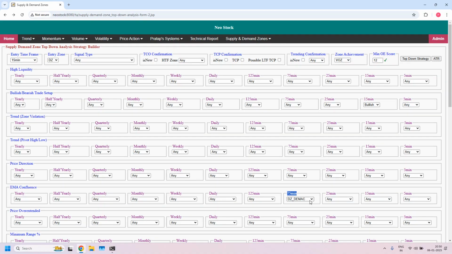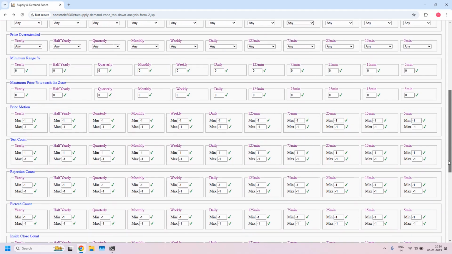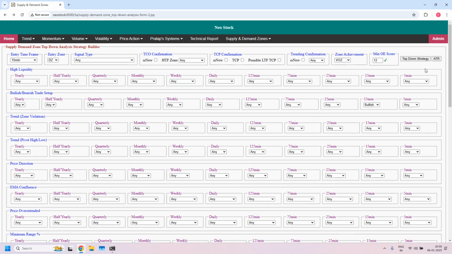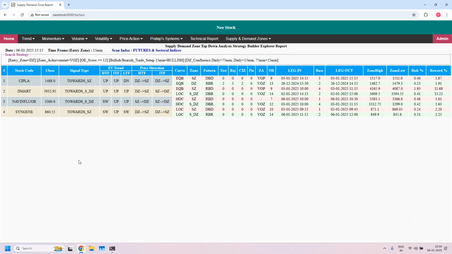Okay, next let us look for LTF, ITF, HTF zone confluence. I removed the EMA filter. In the demand zone confluence, 3 filters we have to set. First filter is already enabled. Second filter is a 15 minutes demand zone with daily demand zone confluence. Third, 75 minutes demand zone with daily demand zone confluence. With all the 3 filters, we got 4 stocks.